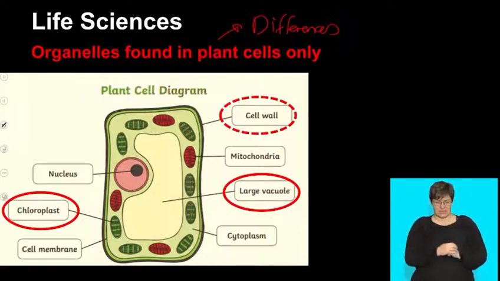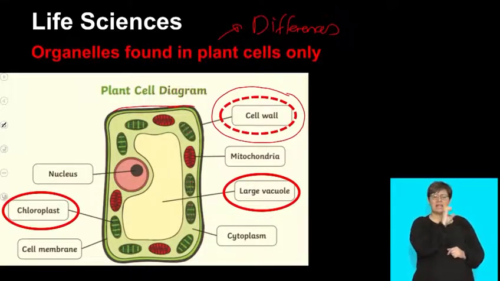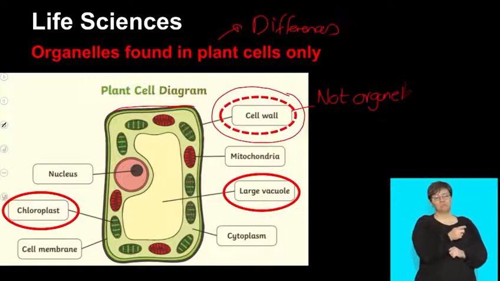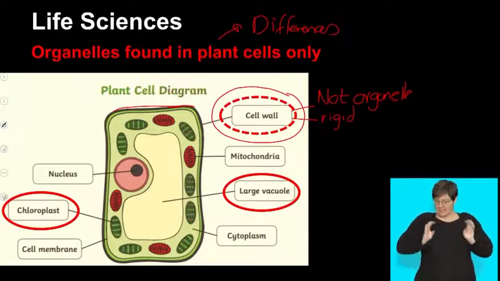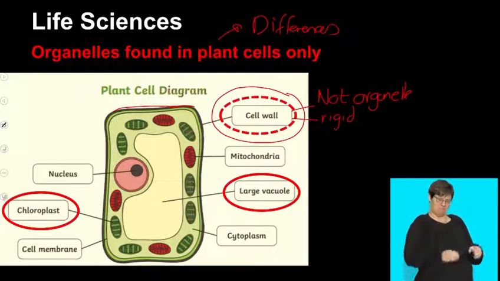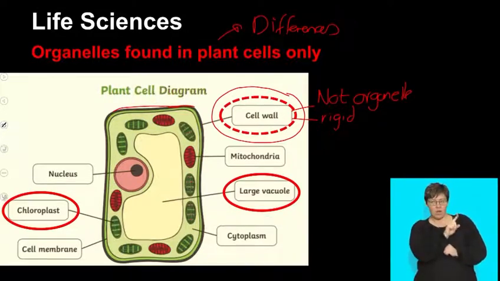Now, when I've circled these diagrams, the reason why the cell wall is in a dotted line is because the cell wall is not an organelle. It is a boundary, but it's only found in a plant cell because the plant cell needs this rigid support system because it doesn't have a skeleton. We do need to keep our plant cell nice, and you'll see the word we used was turgid.